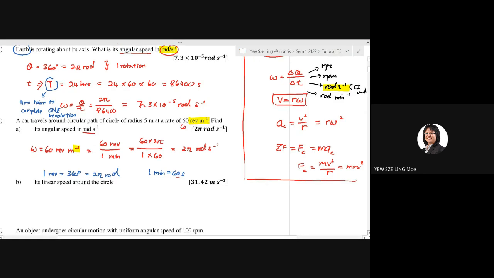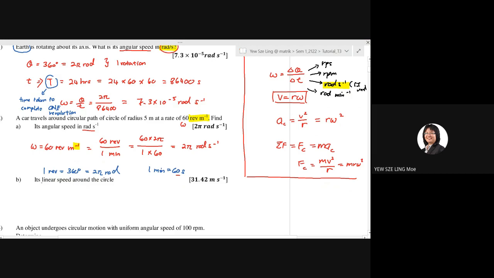Next, what is the linear speed? You have the angular speed, and now you want to find the linear speed, which is V. V and omega, what can we do to link them together? You have only one equation, which is V equals R omega. R is given as 5, and omega is 2 pi. So we have 10 pi, which equals 31.42 meters per second.